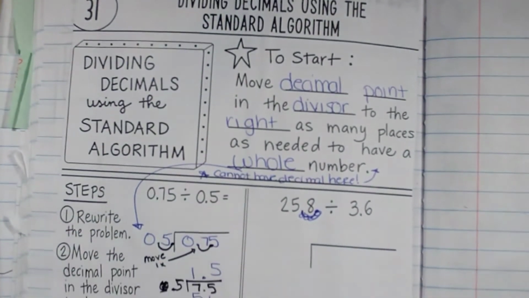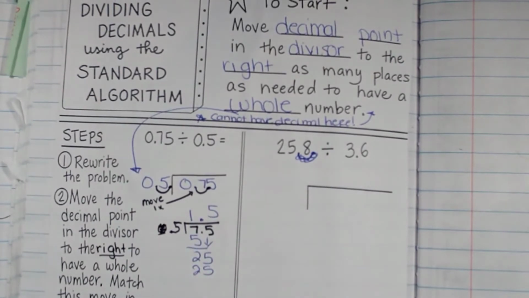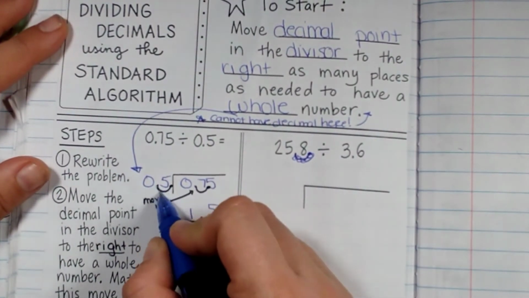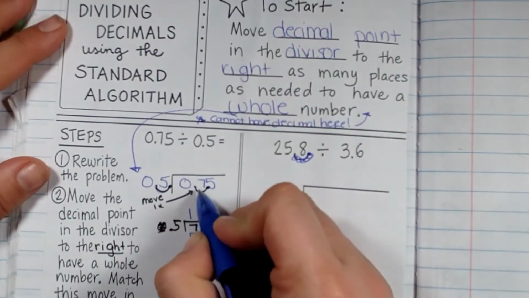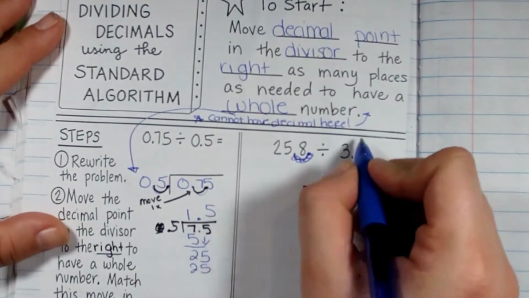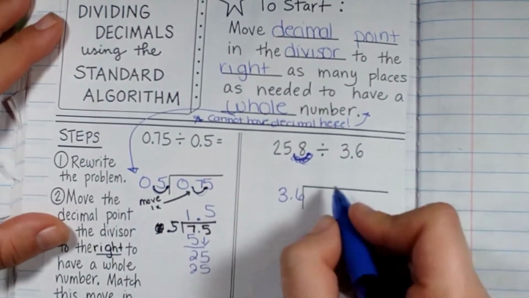All right, our second one. I apologize, you couldn't see that earlier, so I'll go over that one more time. I moved it over 1 to make a whole number, and then I moved it 1 over here to match. So I'm going to rewrite this because sometimes it gets a little confusing.